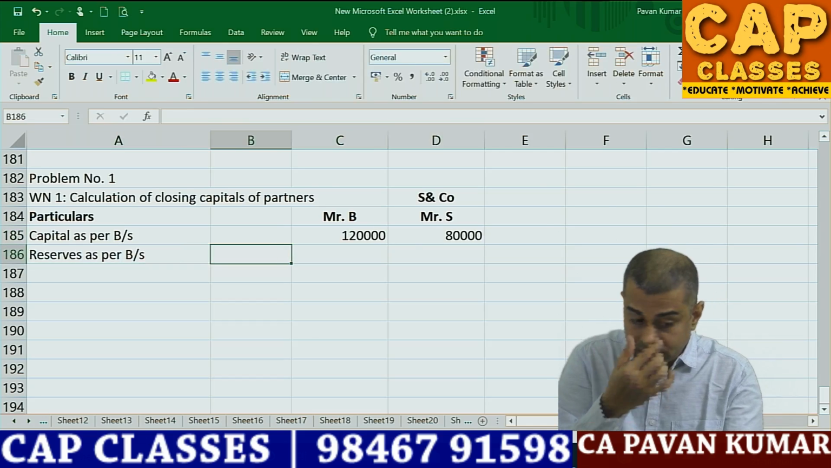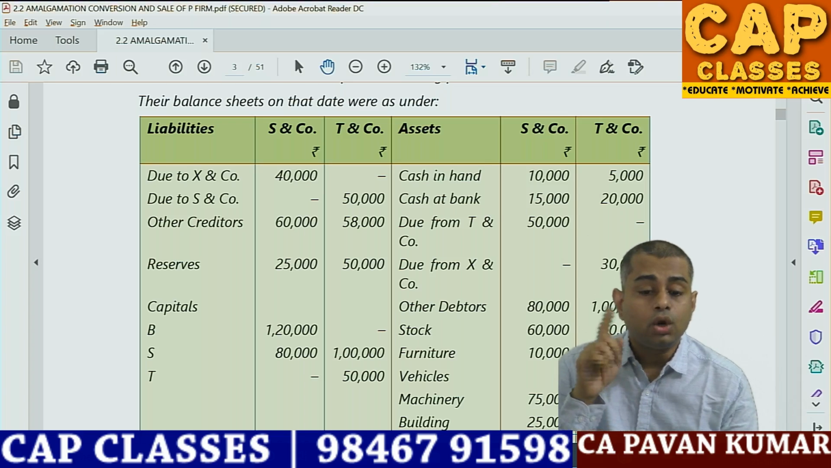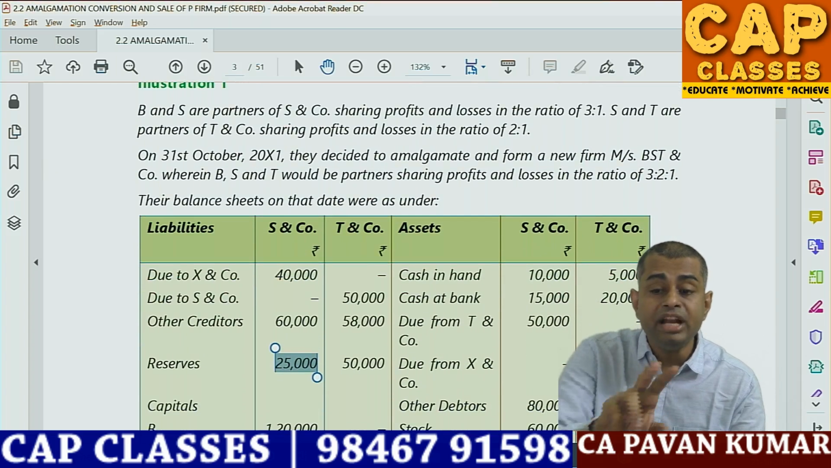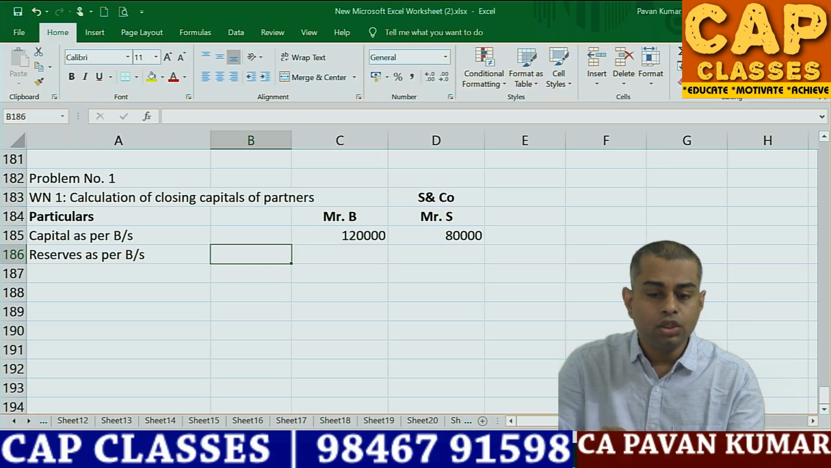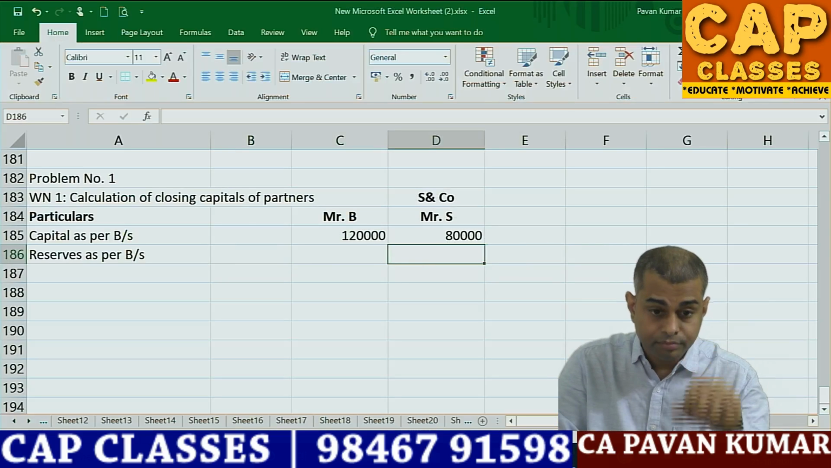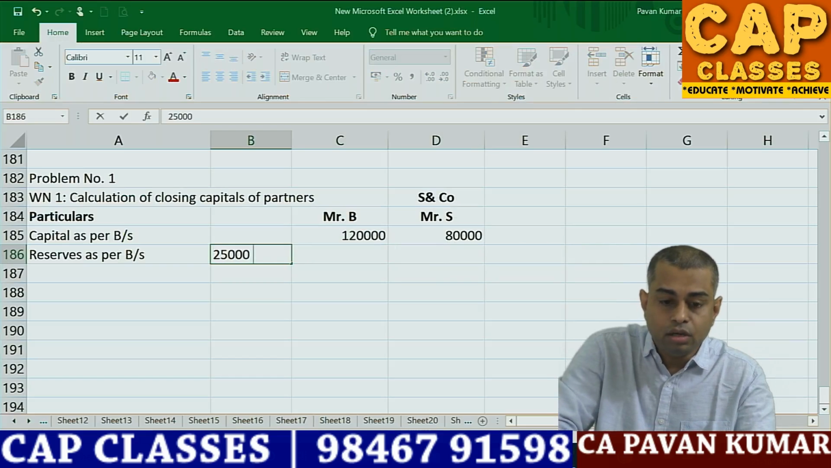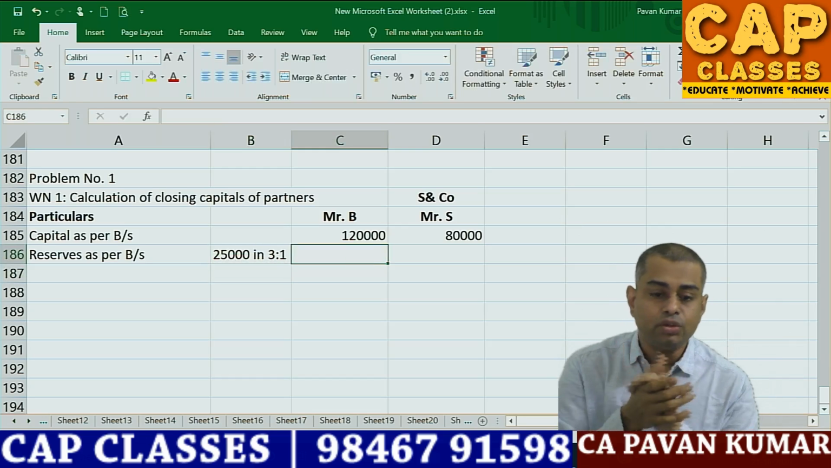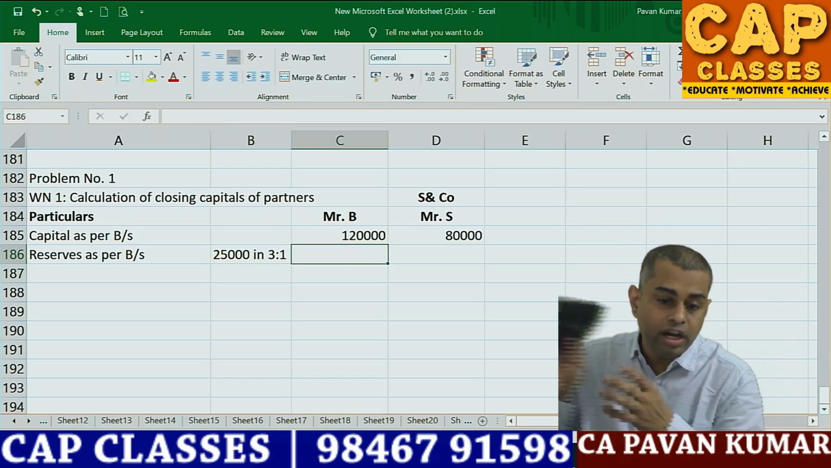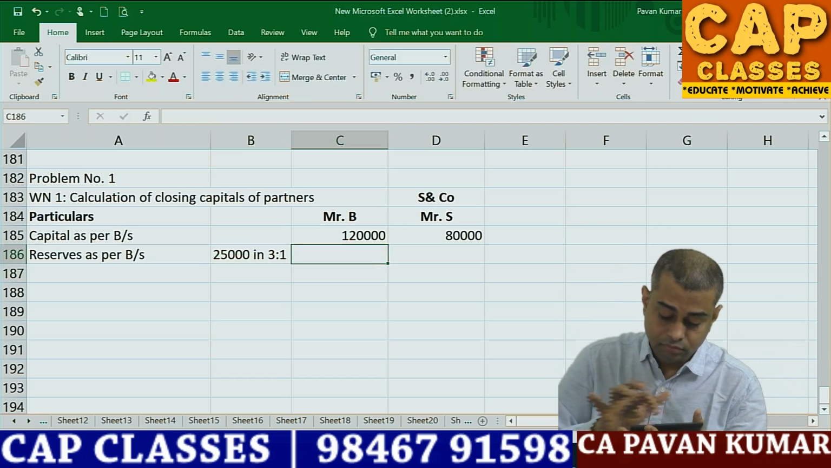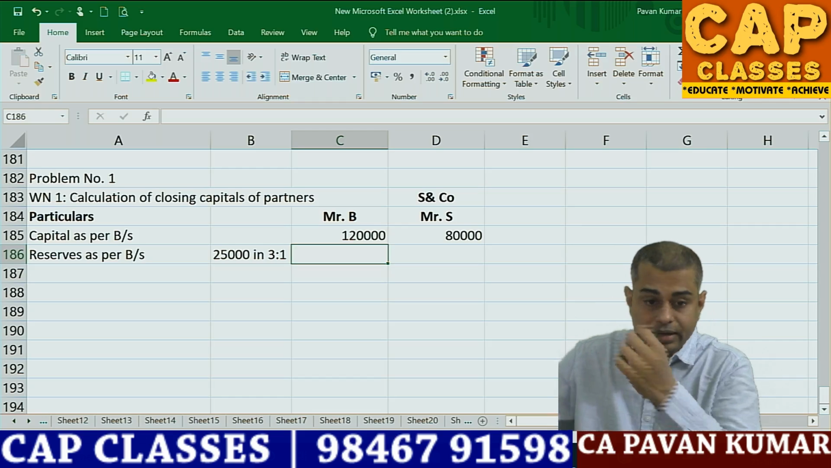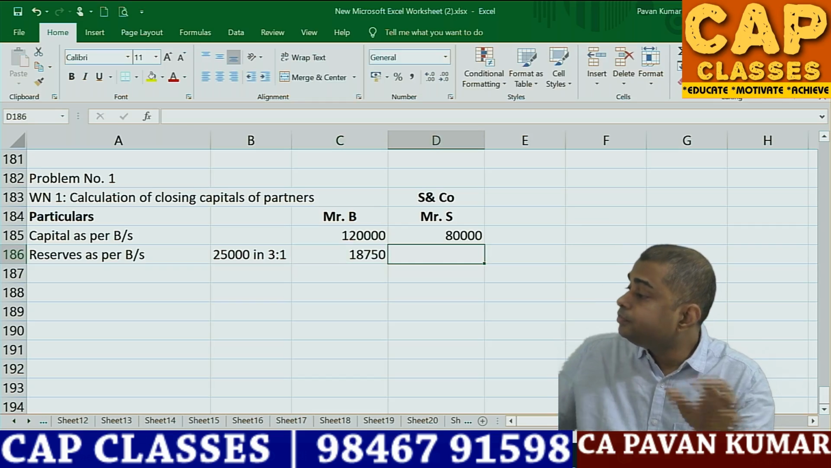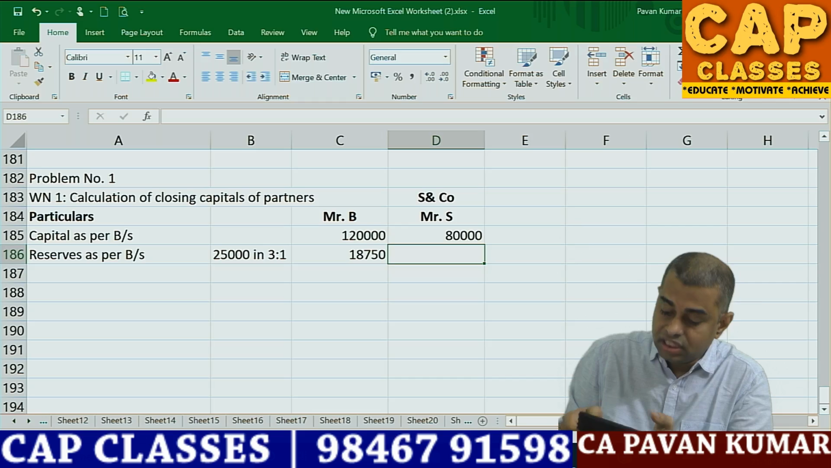Then reserves as per balance sheet. So what are the reserves? Total reserves is 25,000, and in S and company profit sharing ratio is 3:1. So 25,000 here. 25,000 in 3:1. So distribute 25,000 in 3:1. 25,000 divided by 4 into 3. 18,750. So for the other guy it should be 6,250.